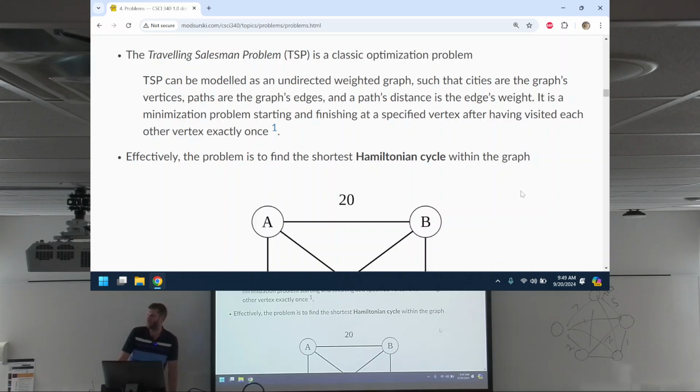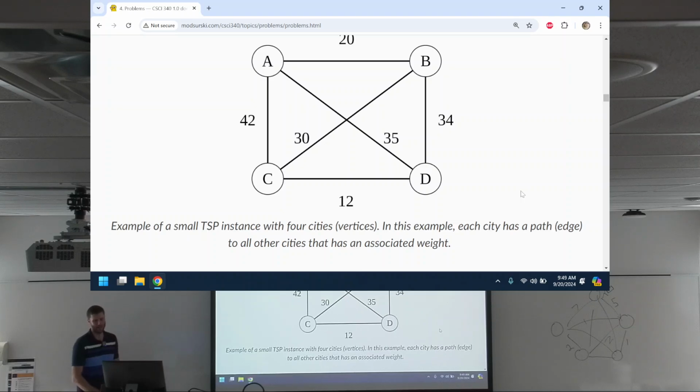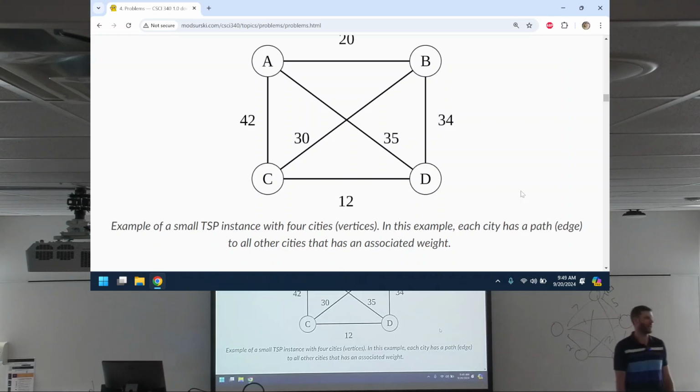Effectively, the problem is to find the shortest Hamiltonian cycle. So here is a simple graph. It's a graph with 4 cities, and I want to find what path I should take to start at A, visit all other cities, and return back to A with the minimal distance. How do I do it? Any questions so far?